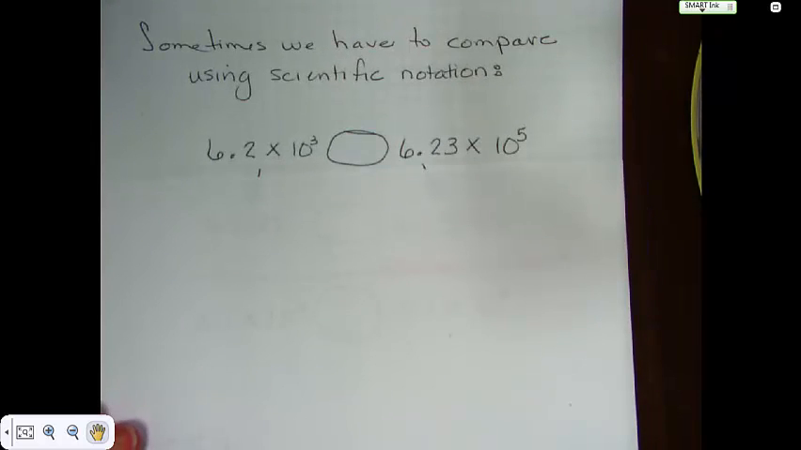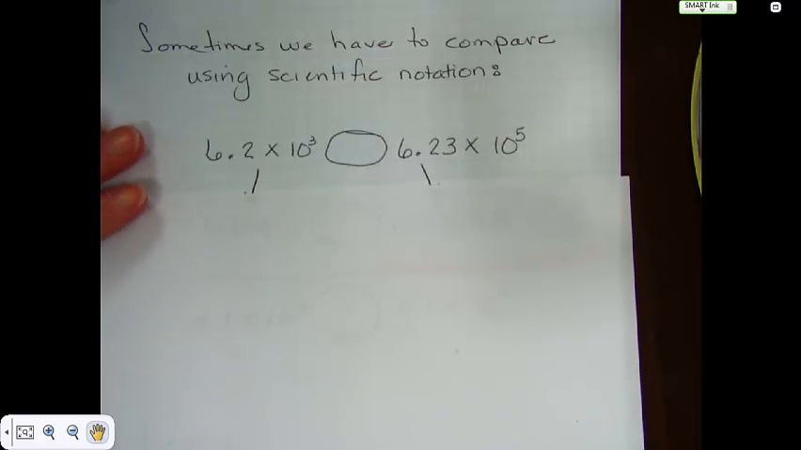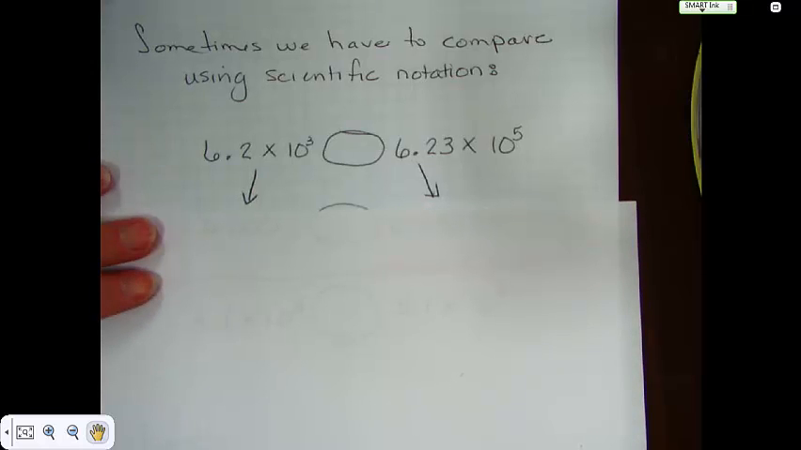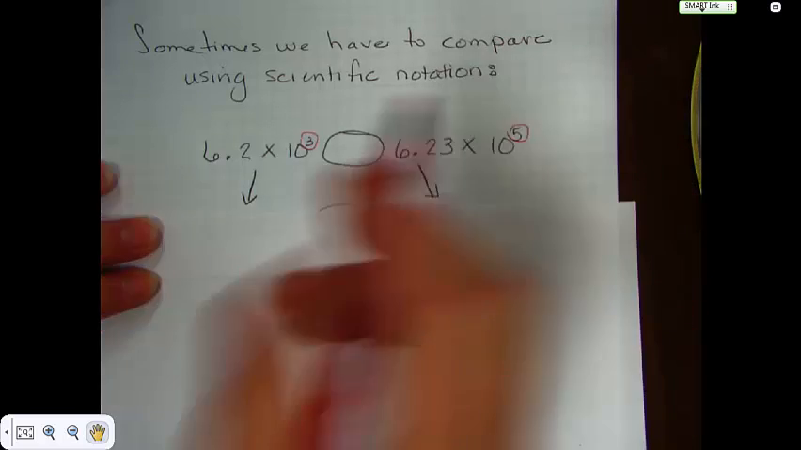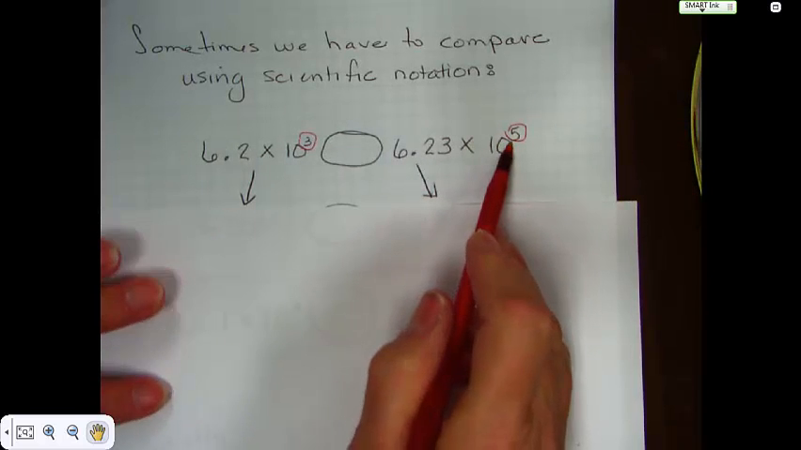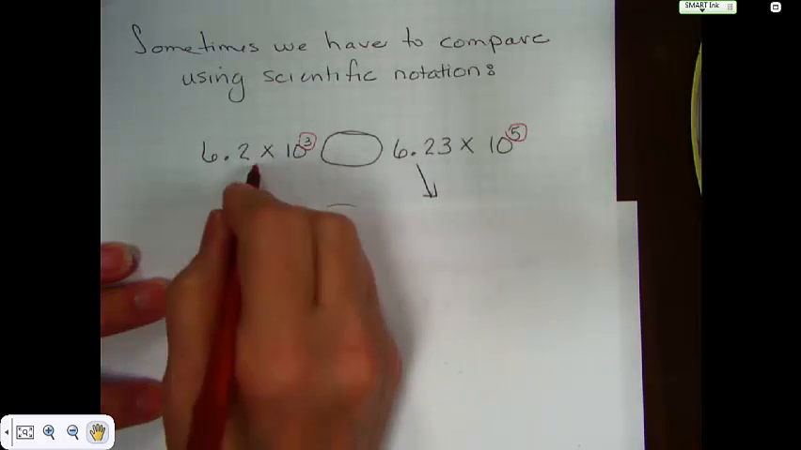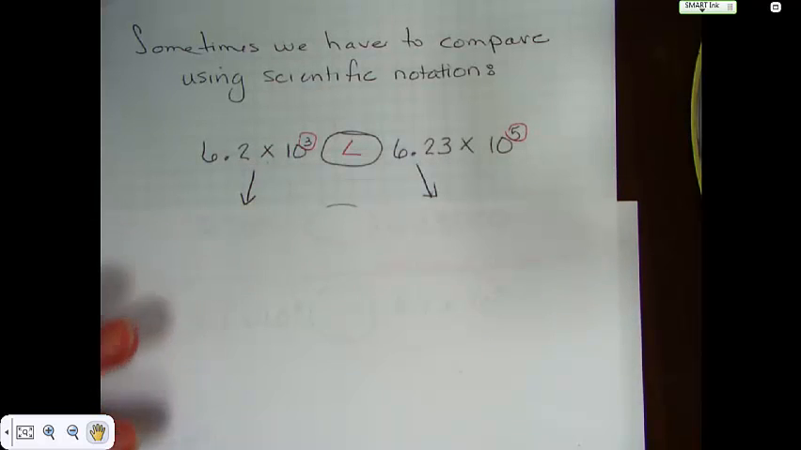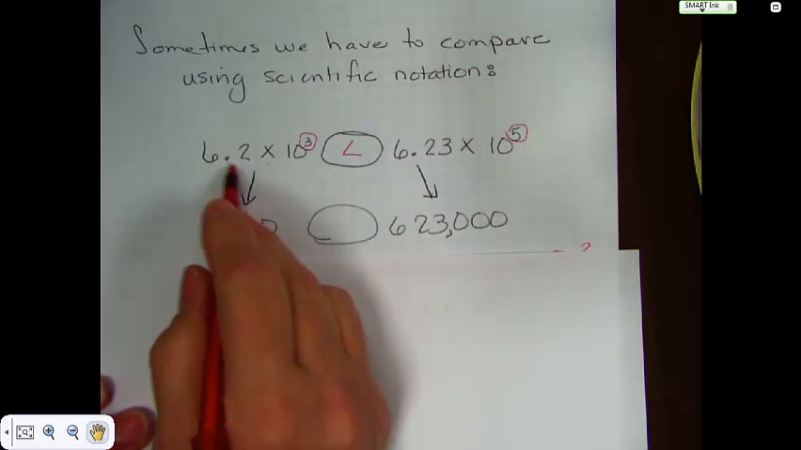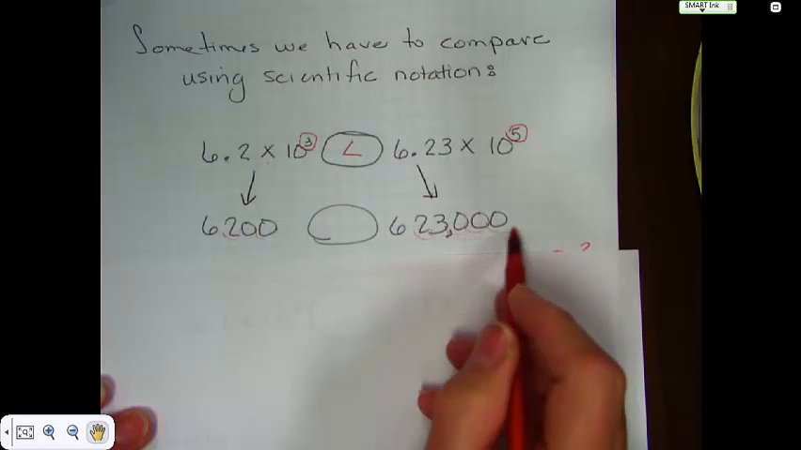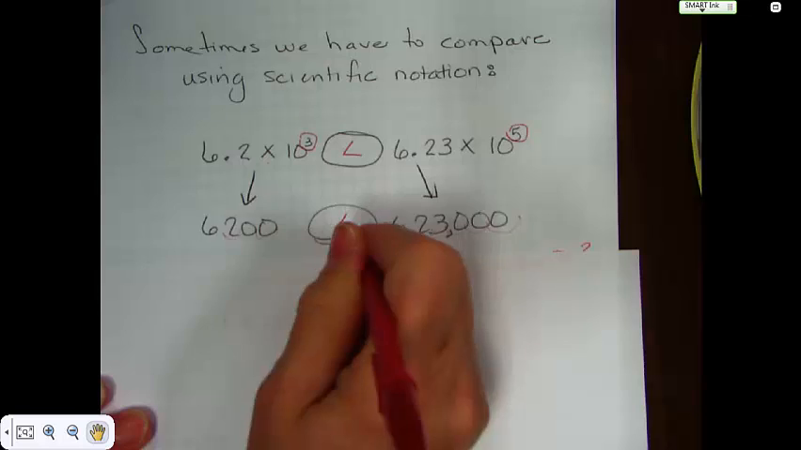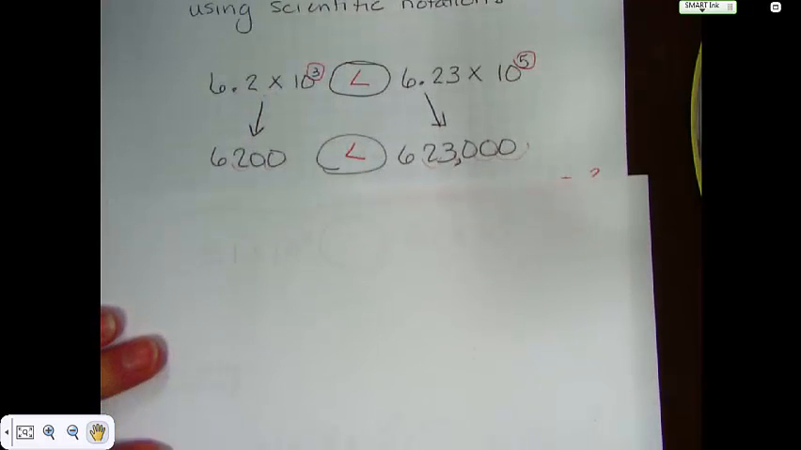And lastly, sometimes we have to compare numbers in scientific notation. So you have 6.2 times 10 to the third power and 6.23 times 10 to the fifth power. The first thing I would look at is the power. Everything else aside, if this power is a lot bigger than this power, it stands to reason that this is going to be less. Now, you can go ahead and write it out, but the answer is the same on this one. Look at the power.